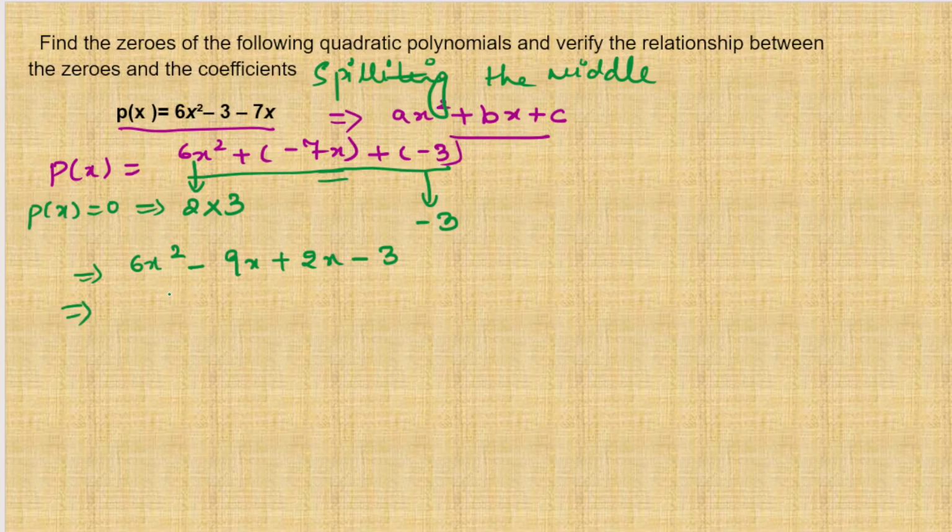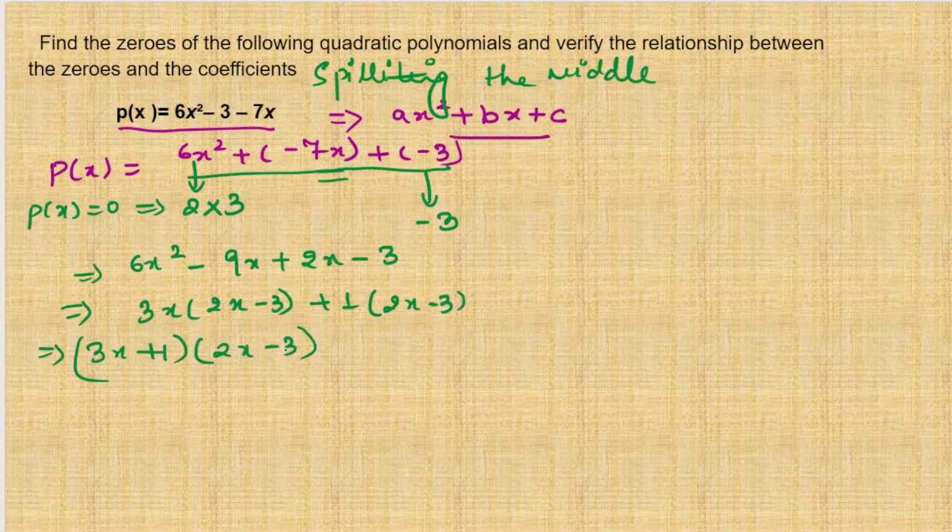Now you take 3x common from here, so it will be 2x minus 3, plus 1 you can take common from here, so it is 2x minus 3. It is going to be 3x plus 1 and 2x minus 3. Now put this equal to 0 for finding the zeros, because 3x plus 1 and 2x minus 3 are the factors of your given polynomial.